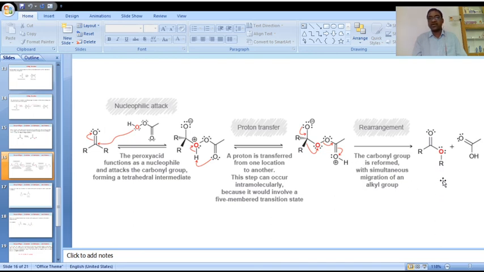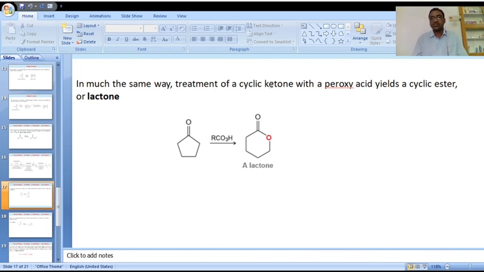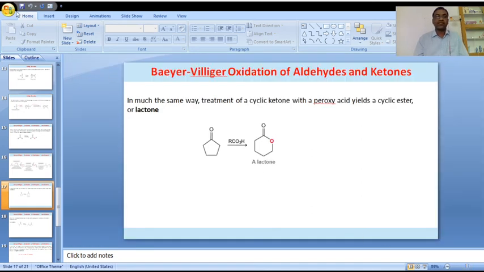Finally, we are getting an ester compound. Is it clear, all of you? This is about the Baeyer-Villiger reaction. In the next slide, please observe the Baeyer-Villiger oxidation of aldehydes and ketones.